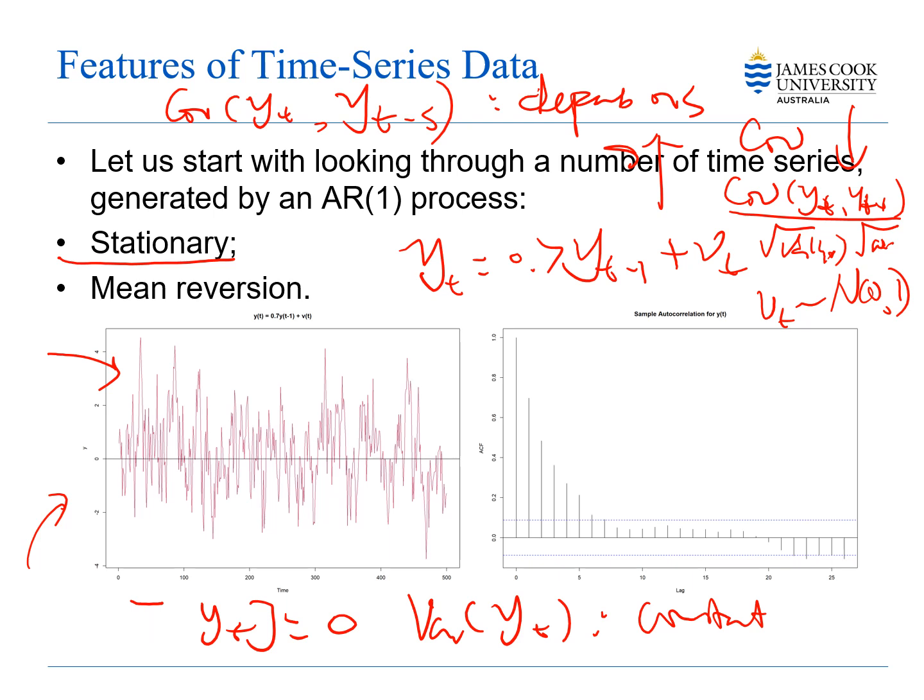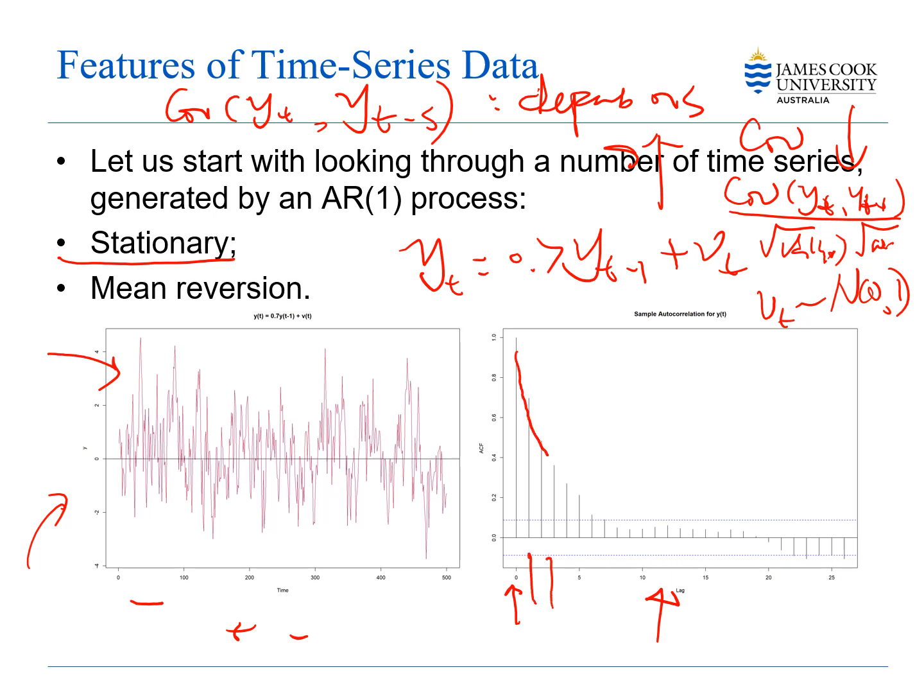And this graph shows the sample autocorrelations. Let's look at the horizontal axis, which is the lag. For example, here is 0 lag, which by definition the correlation will be equal to 1. Then 1 lag, 2 lag, and so on and so forth. We can see that it quickly decays, dropping to 0. So this process is stationary.